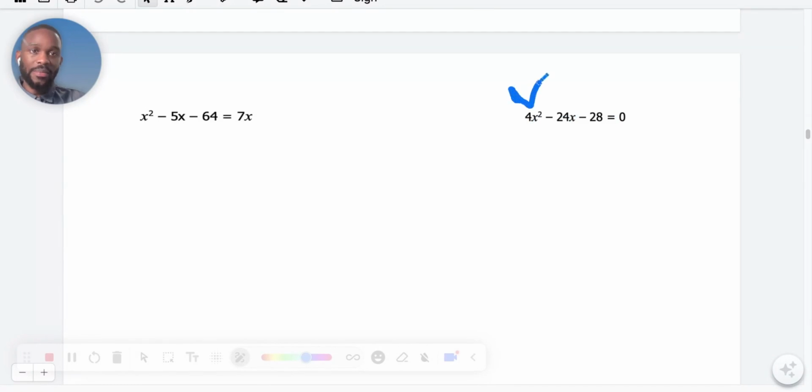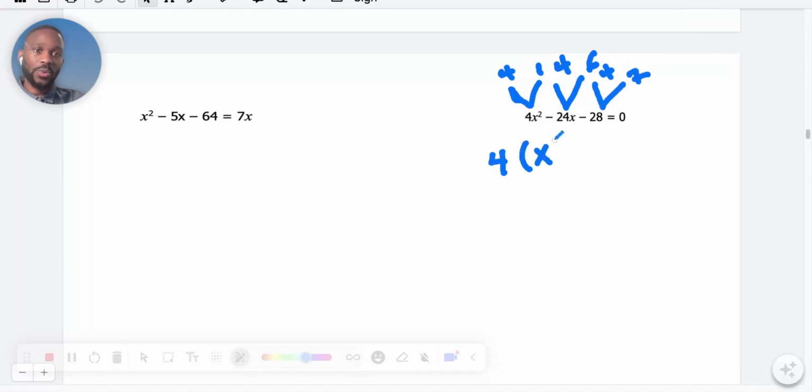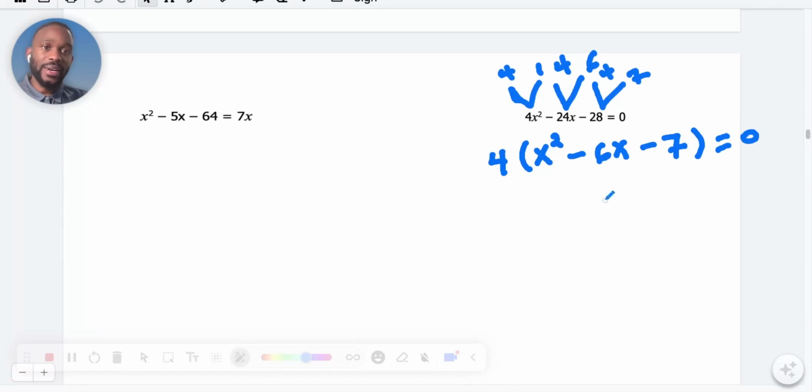Looking at this, 4 can be written as 4 times 1, and this 24 there can be written as 4 times 6, and this 28 there can be written as 4 times 7, right? So if you first factor out 4, you'll be left with x squared minus 6x minus 7 is equal to 0. So it makes your life easier. You're going to be dealing with coefficients that are not really big.